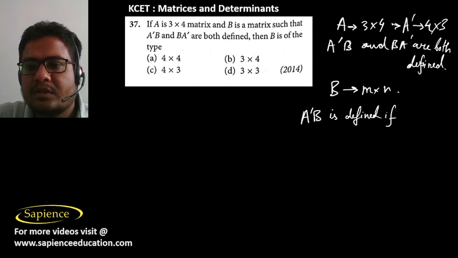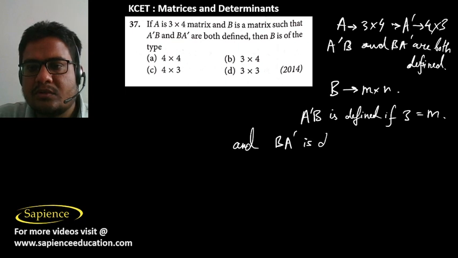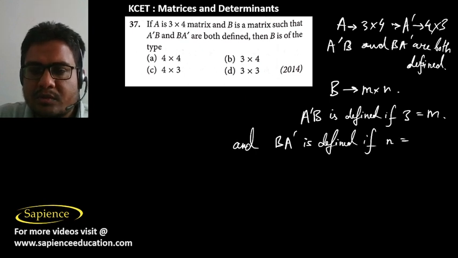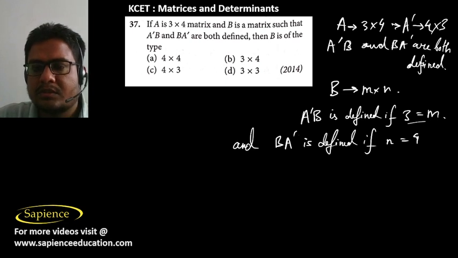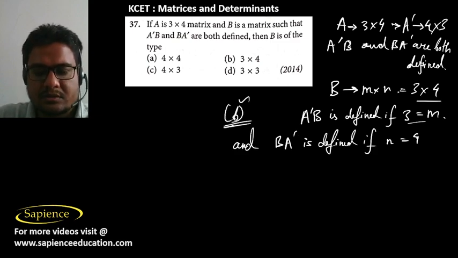if the number of columns in A transpose, that is 3, is equal to the number of rows in B, that is M. So M is equal to 3. And BA transpose is also defined if the number of columns in B, which is N, is equal to the number of rows in A transpose, which is 4. N is 4 and M is 3. So therefore B should be of the order 3 cross 4. So option B is the correct answer.